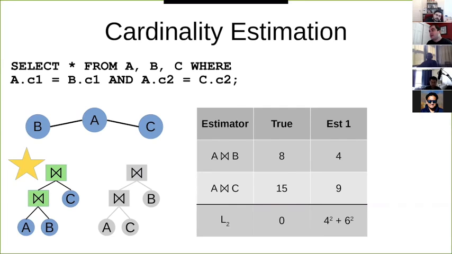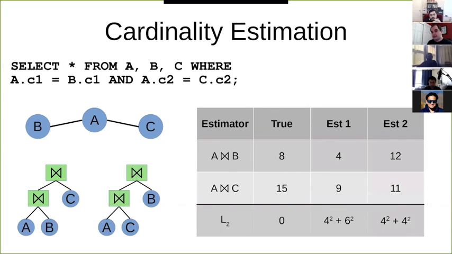However, suppose I had another cardinality estimator, and this cardinality estimator estimates A join B to be a size 12 and A join C to be size 11. Now the L2 error is smaller on this estimator, right? The first estimate is only off by 4. It predicted 12 when it should have been 8. And the second estimate is also only off by 4. It predicted 11 instead of 15. However, with these estimates, our query optimizer will choose the wrong plan because A join C is predicted to be smaller than A join B.